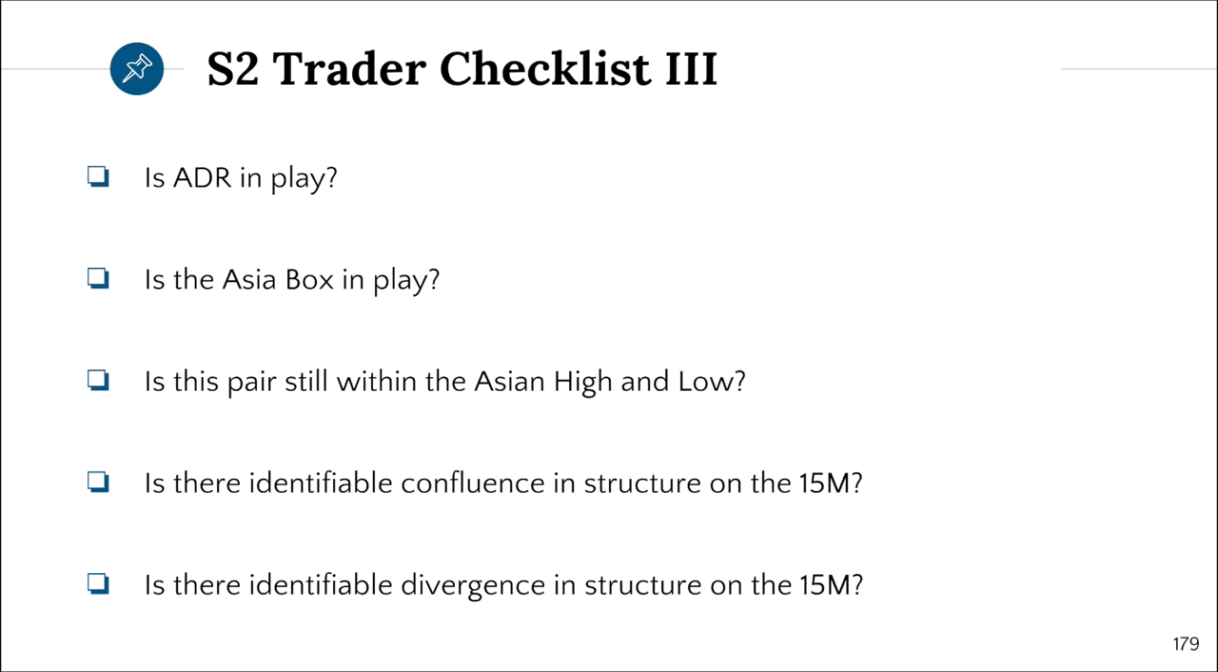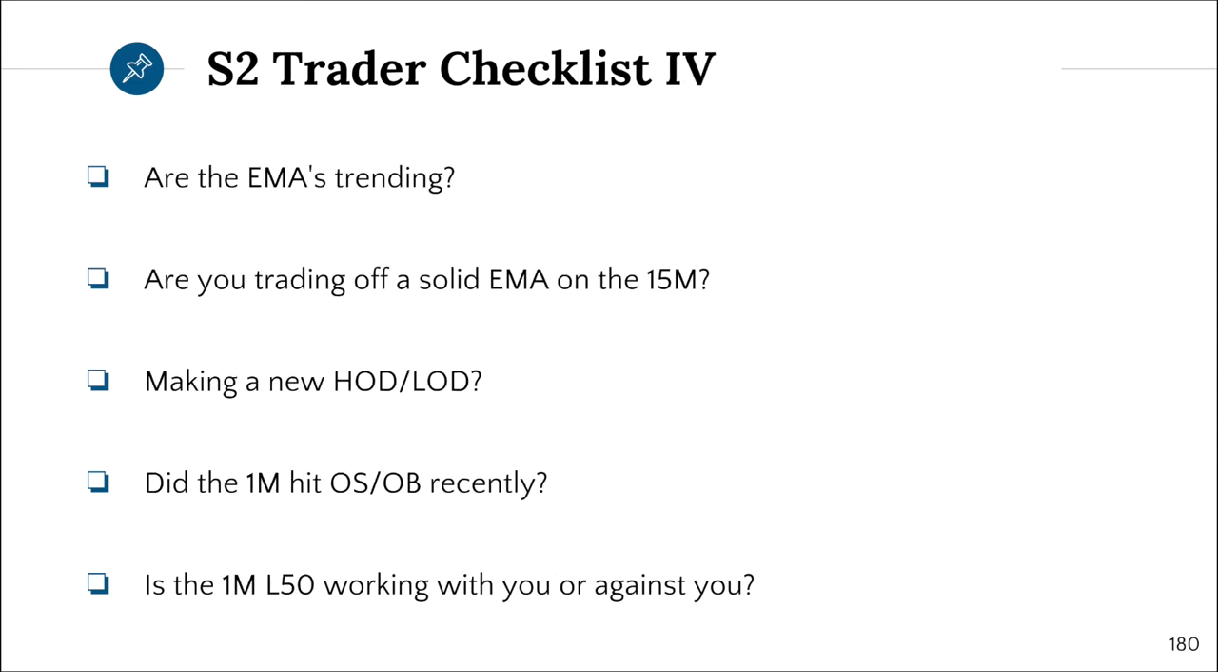Is there identifiable confluence in the structure on the 15-minute time frame? Or is there divergence in the structure on the 15-minute time frame? You want to always draw your structure on the 15-minute time frame first and let it translate to the lower time frames. The lower time frames are really only used to identify the crosses on the TDI. The structure, the candles breaking out, don't judge the 5-minute and the 1-minute for that. You're going to be induced by short-term movements. Read the 15-minute because it won't lie to you.